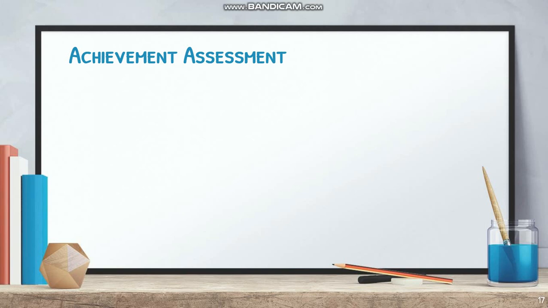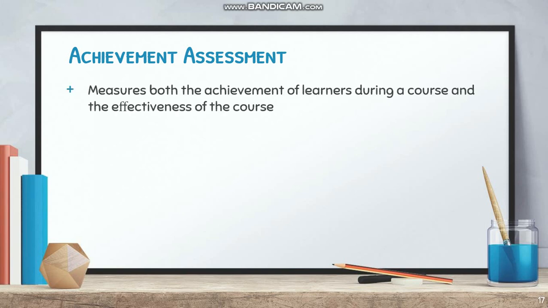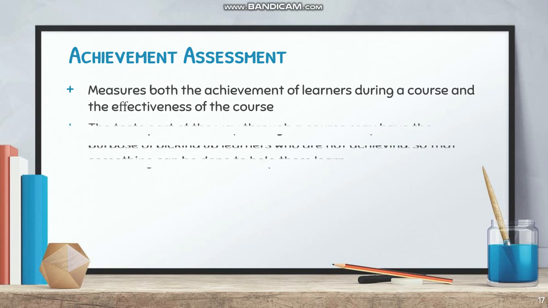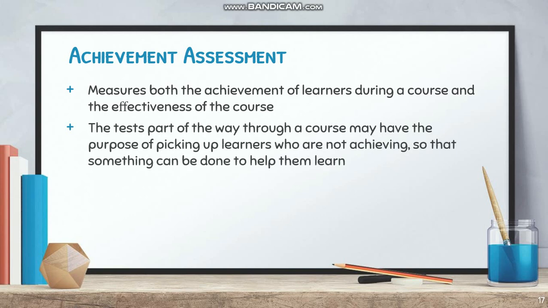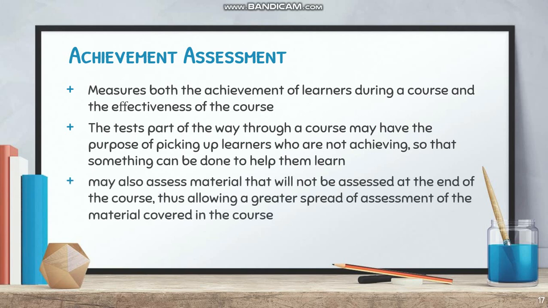The next test is called achievement assessment. Here it is used to measure both the achievement of learners during a course and the effectiveness of the course. A test part of the way through a course may have the purpose of picking up learners who are not achieving, so that something can be done to help them learn. It may also assess material that will not be assessed at the end of the course, thus allowing a greater sampling of the material covered in the course.